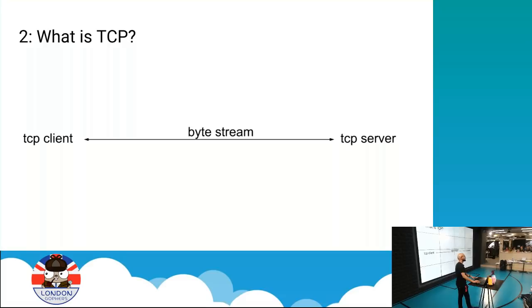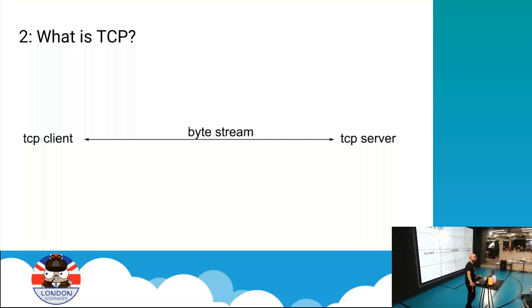So what is TCP? Everybody here knows about HTTP. We briefly covered it earlier. TCP is different to HTTP. It's the protocol on which HTTP is built. And HTTP is a request-response protocol. So a client sends a request to a server, the server handles it, and then sends a response back to the client. TCP is a bit different.